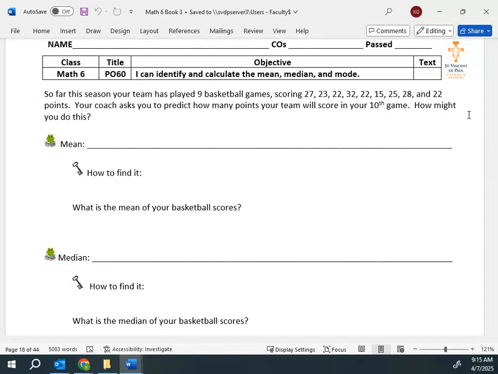So far this season, your team has played 9 basketball games, scoring 27, 23, 22, 32, 22, 15, 25, 28, and 22 points. Your coach asks you to predict how many points your team will score in your 10th game. How might we do this? We're going to look at the data to see if we can make a prediction using mean, median, or mode. So, in order to use mean, median, and mode, we need to know what they mean.